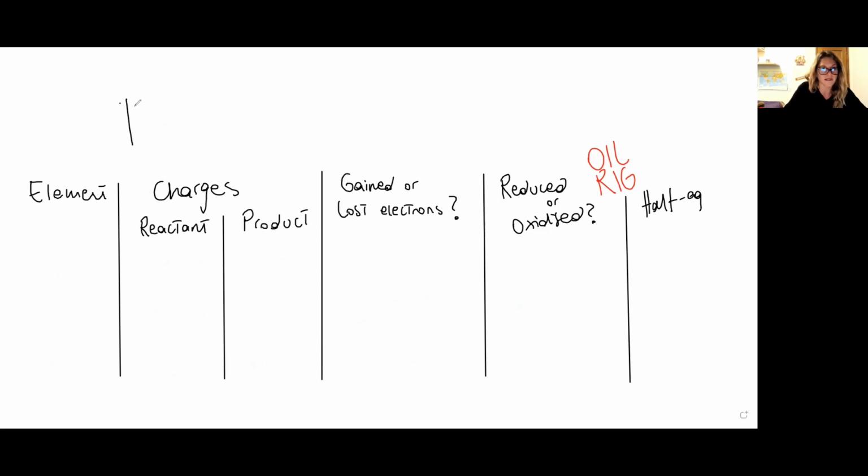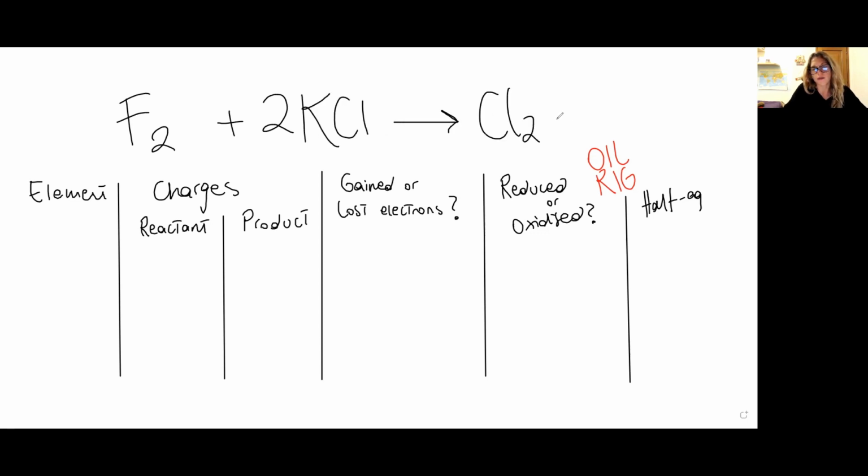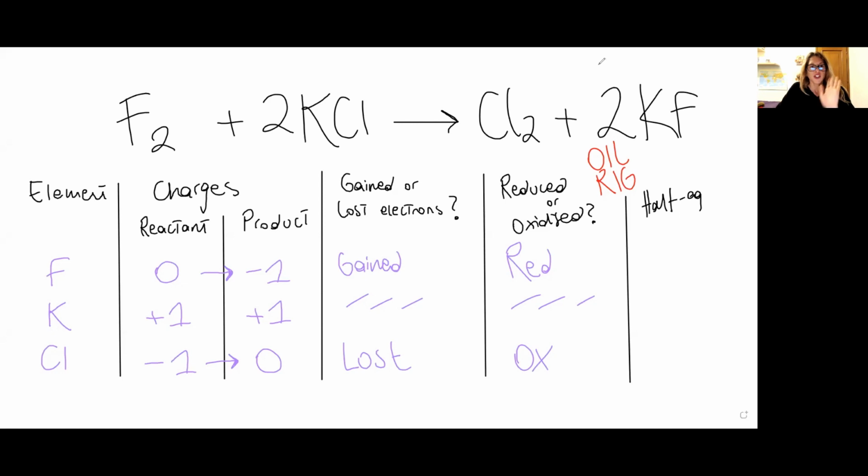So let's take an example: fluorine reacting with 2KCl, and it will form Cl2 plus 2KF. So this is the complete table for this reaction.